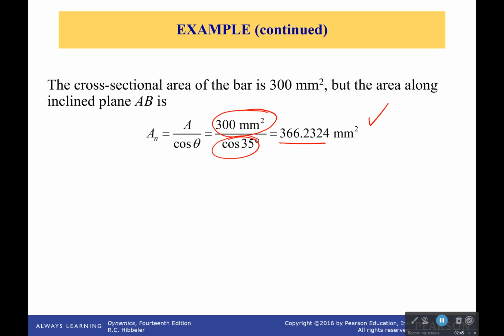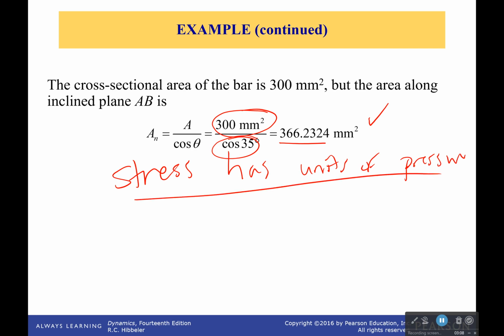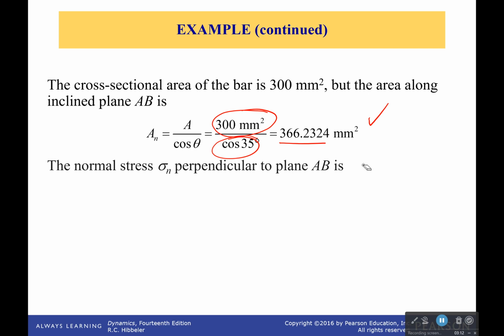Now we have a force, we have an area, and as you know from my Intro to Engineering class probably, pressure is equal to force over area, so we have what we need to make stress, because stress has units of pressure. Don't ever forget that. Stress has units of pressure. That was terrible handwriting, but I said it and I wrote it, so hopefully you'll remember.